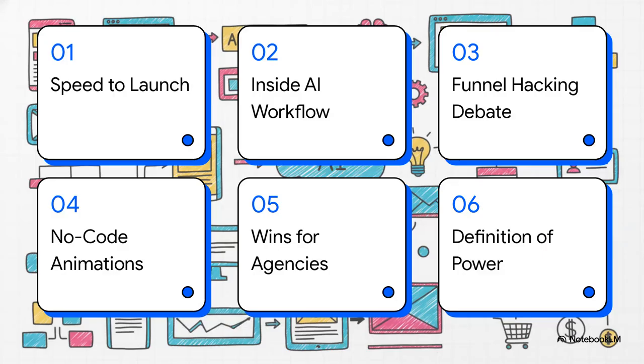Here's our quick roadmap for today. We're going to cover: 1. The speed to launch, 2. Inside the AI workflow, 3. The funnel hacking debate, 4. No-code custom animations, 5. Big wins for agencies, and finally, 6. The true definition of power.